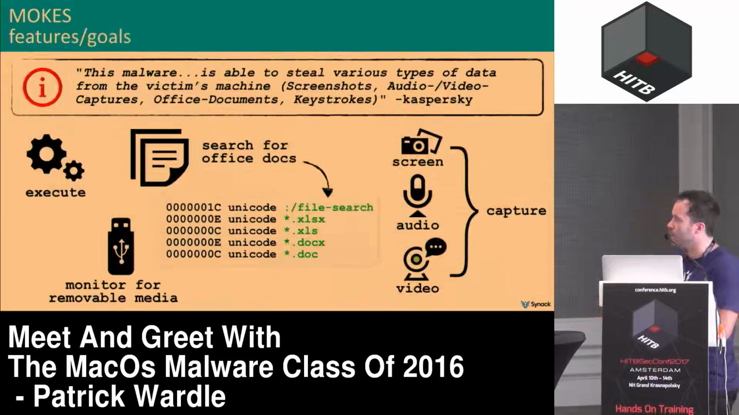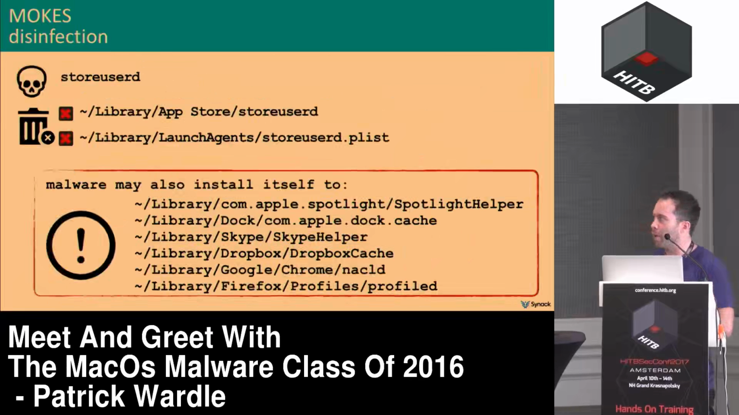As I mentioned, the malware is decently interesting because it has some kind of neat features. It supports the standard download and execute other commands or files. It has some interesting search capabilities to look for a variety of Office documents. It can capture screen, audio, and video, which is not that common in Mac malware. And then it also monitors for removable media. So if someone plugs in a USB stick on an infected host, the malware can enumerate that and perhaps grab or exfiltrate interesting documents off that. So yeah, definitely a very feature-complete piece of malware.